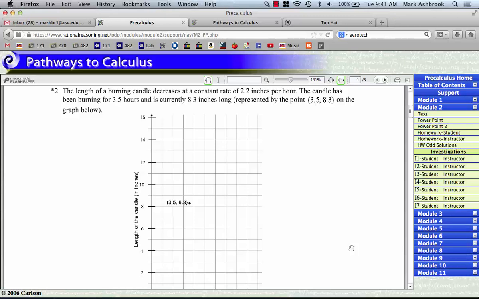The length of a burning candle decreases at a constant rate of 2.2 inches per hour. Let's stop right there. What does that number mean? So can we make some conclusions about that number? If the candle is decreasing at 2.2 inches per hour, then what can we conclude about the number 2.2? Okay, first of all, it's negative. Good.